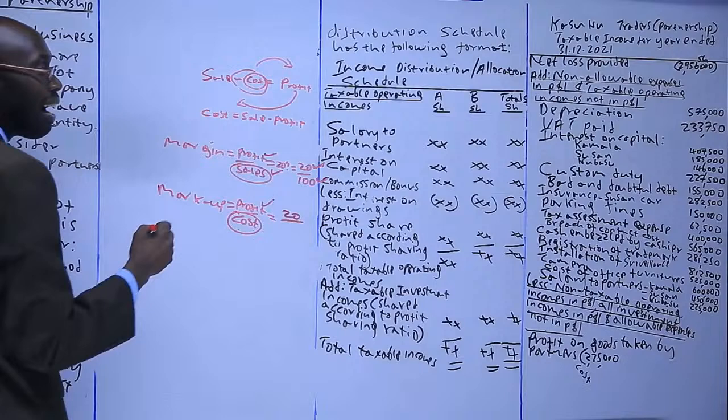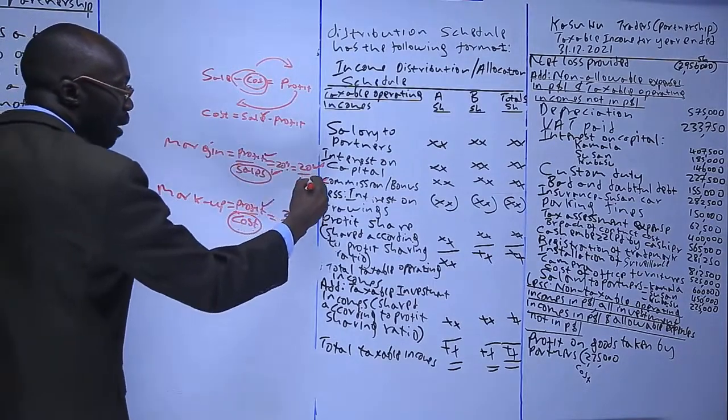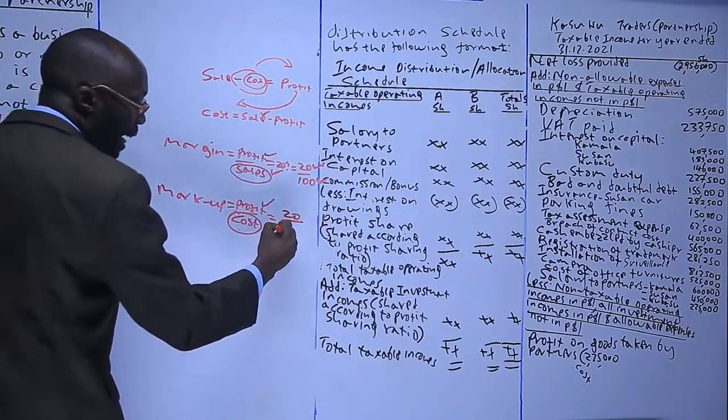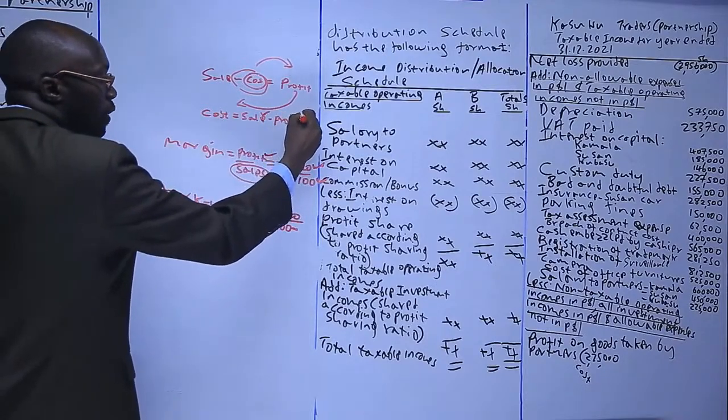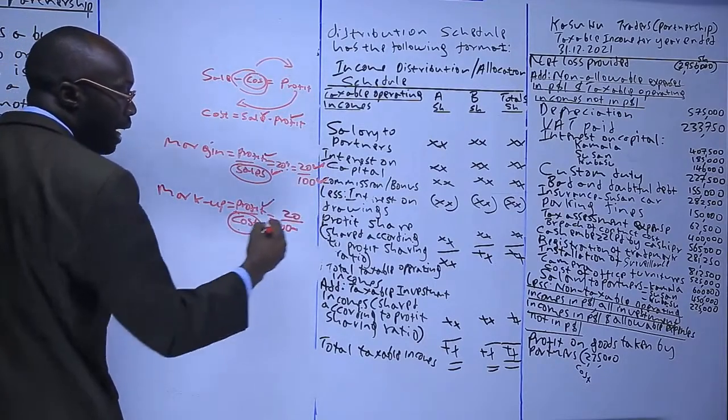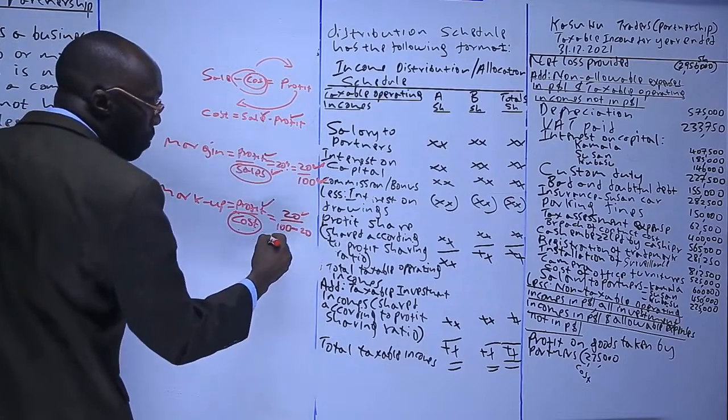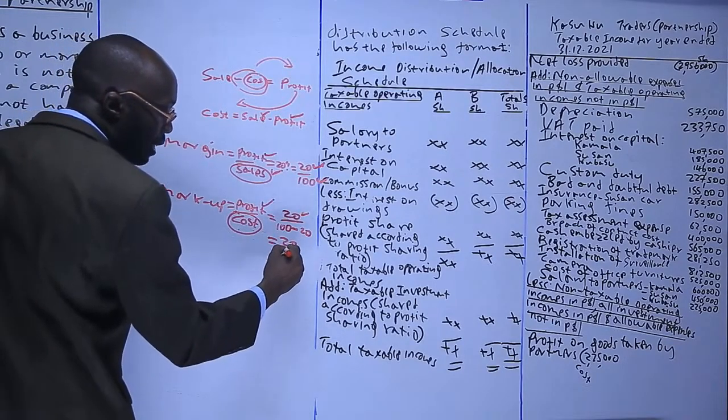So in this question, do we have the sale? Yes, the sales is here, which is 100. So we take 100 to get the cost minus the profit. Do you have the profit? Yes, the profit is 20. The one that we have used here, 100 minus 20, meaning it is 20 over 80.